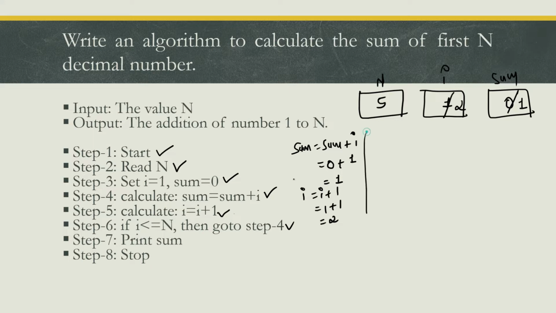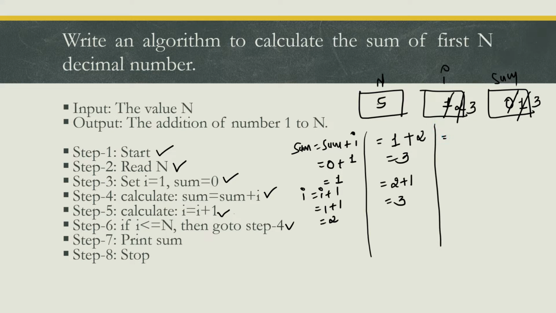Then again we have to perform the same step. What is the value of sum right now? 1. What is the value of I? It is 2. 1 plus 2, 3. The value of sum is updated to 3. Then I, what is the value of I? 2. 2 plus 1, 3. Then value of I is also 3 right now. Then 3 is less than or equal to 5. Yes, it is true. Then again we have to perform the same step.